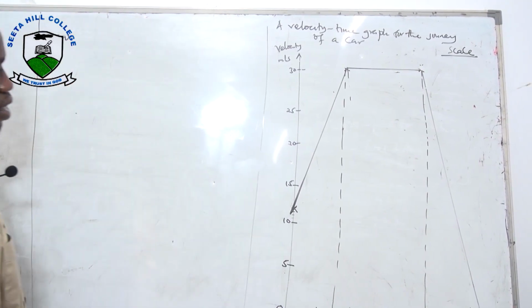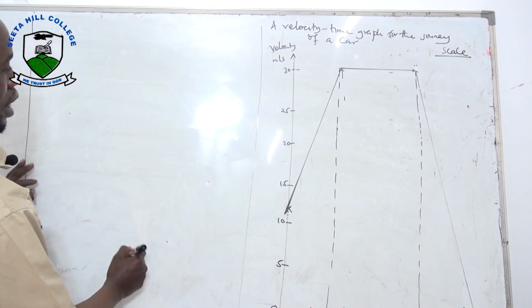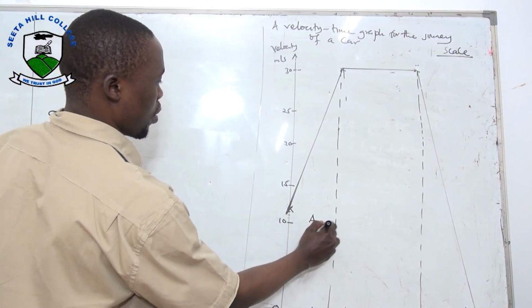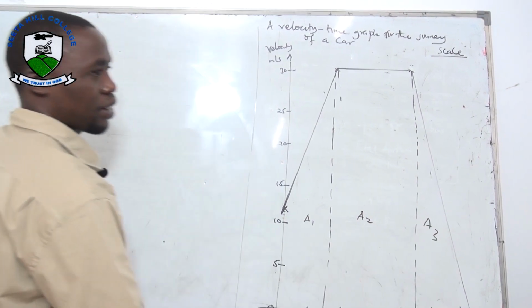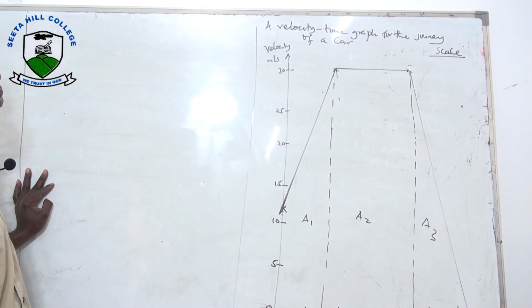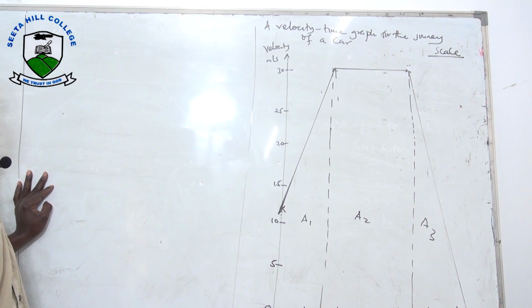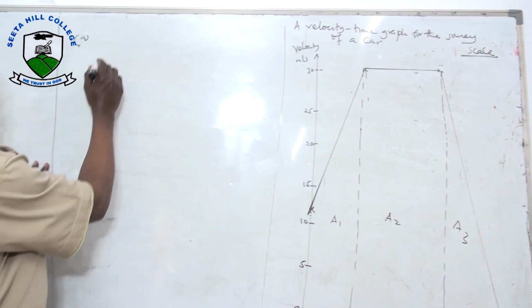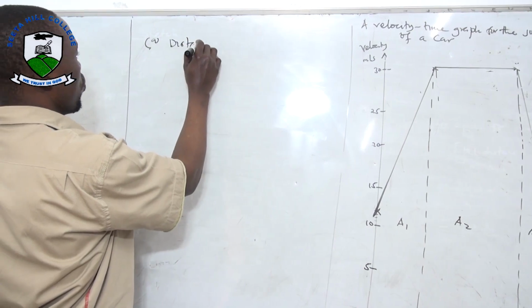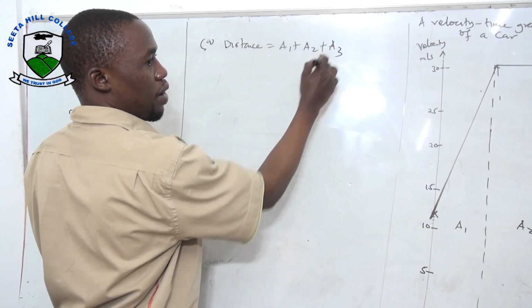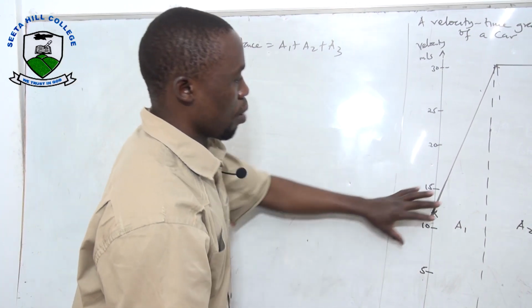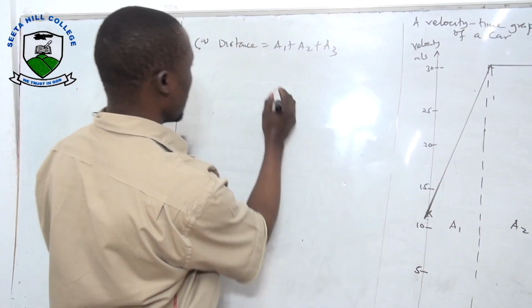Okay. That means I will have area 1, area 2, and area 3. Now, we say distance moved is area 1 plus area 2 plus area 3. Now, this is a trapezium.